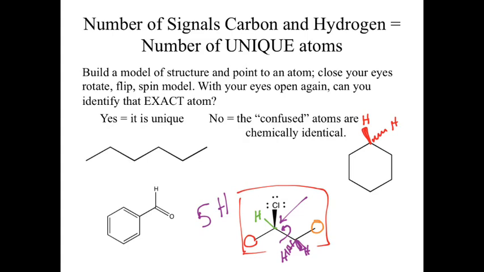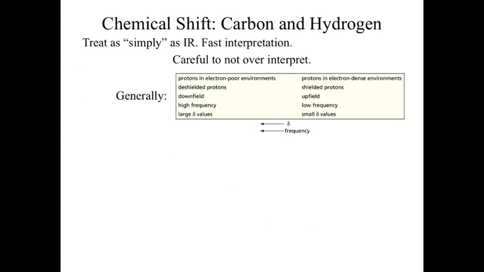So, just some things to consider when you go through and look at your NMR. Try and identify the number of unique signals or the number of unique atoms within your spectra. Next thing to look for is your chemical shift. This again applies to both carbon and hydrogen NMR. This should be treated as simply as you would IR. So very, very fast interpretation. Try to not overinterpret this.